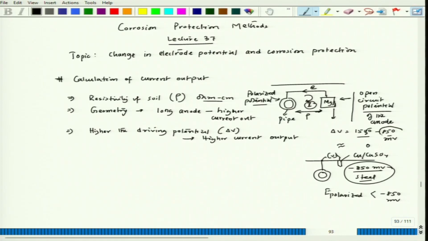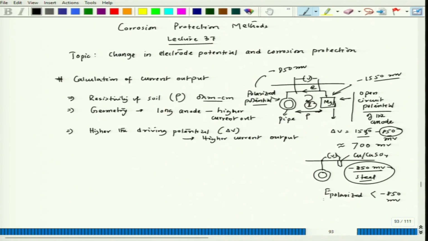That is the potential we are talking about. Now, when we see the potential difference between these two, this is minus 1550 millivolt, which is the OCP, and this is minus 850 millivolt. The potential difference between these two, which is the driving potential, becomes 700 millivolt.